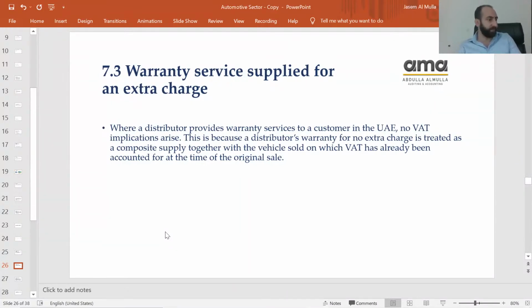The VAT treatment relating to the recovery of costs relating to such supply needs to be determined independently. For a vehicle manufactured outside the UAE, a key point to note is that the reimbursement of costs by the UAE distributor for the overseas manufacturer to carry out warranty repair is subject to VAT at 5%. This is because the prerequisite for treating the supply as a zero-rated export of service in connection with goods is not met.